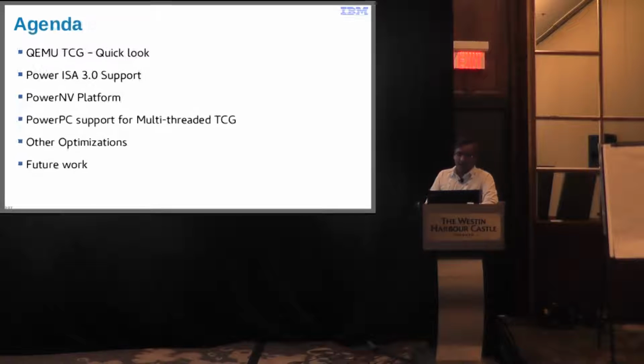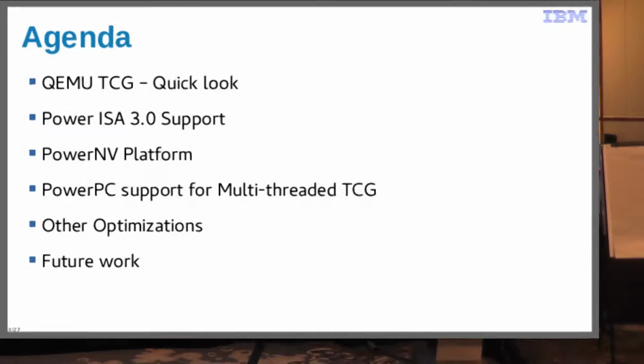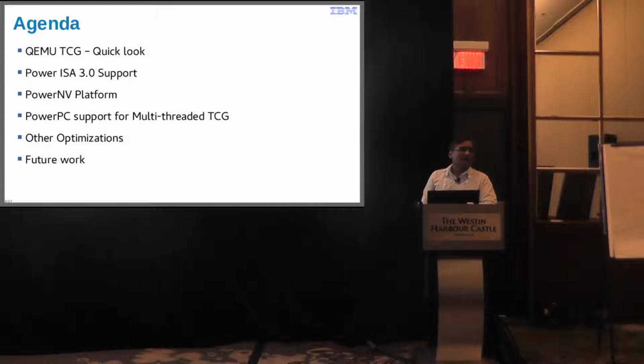So the agenda. We would basically touch quickly on the QEMU TCG part. After that, I would cover the new Power ISA 3.0, which is upcoming in our new processor, Power 9. The next topic would be PowerNV, which is basically the bare metal emulation of the Power hardware. Then some experiments that I did with multi-threaded TCG, and some optimization and future work.